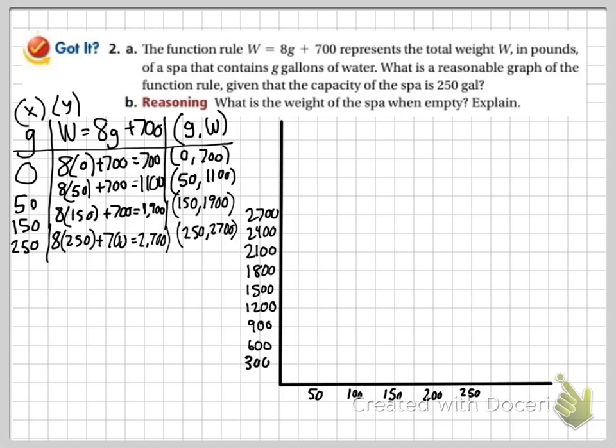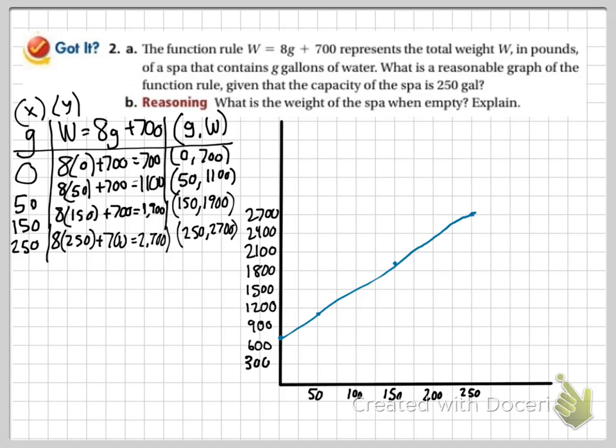So 0 goes with 700. Let me switch colors. That's about right there. 50 goes with 1,100. That's about right there. 150 goes with 1,900. It's about right there. And then 250 goes with 2,700, and that is right there. And I can try to connect. Oh, that was bad. I could try to connect those in a straight line. There we go.